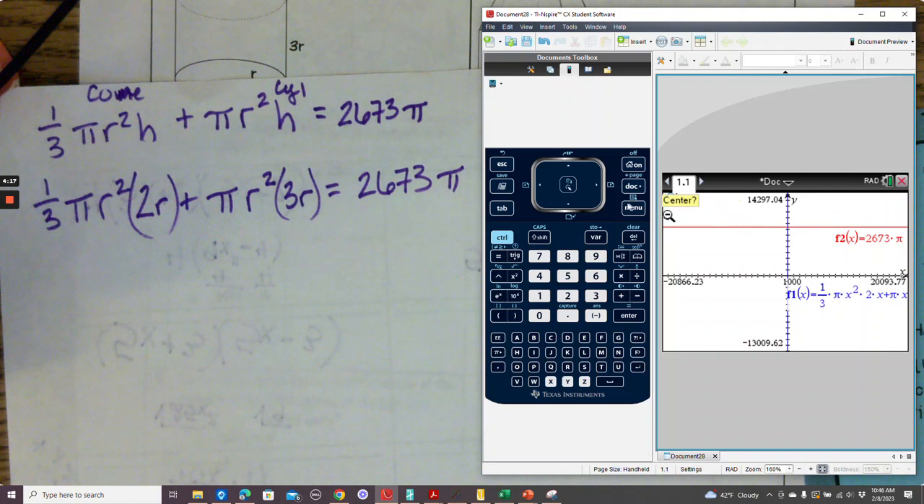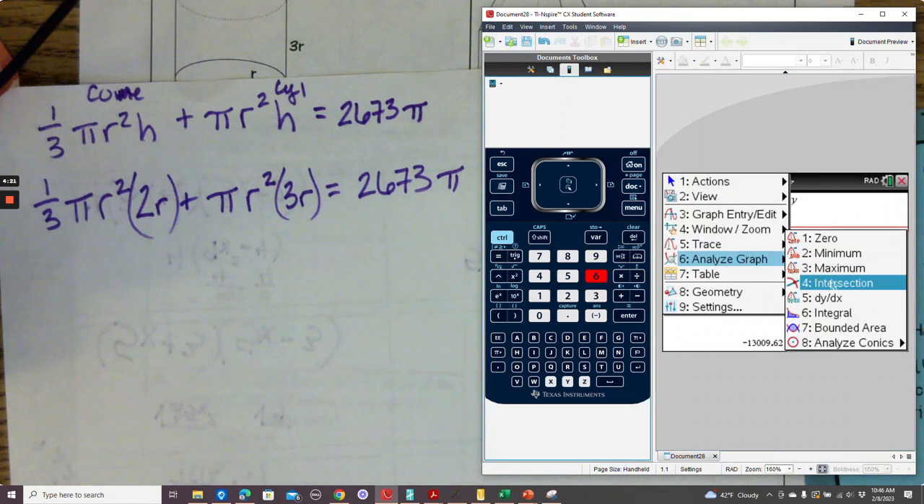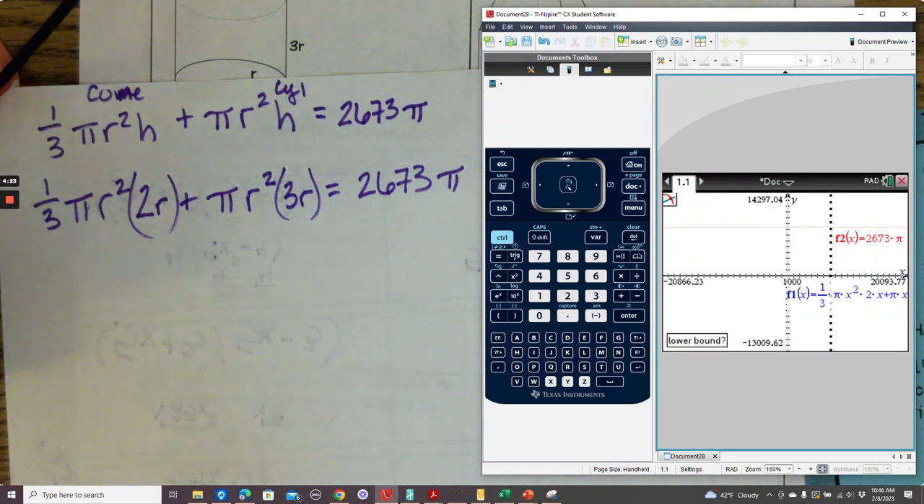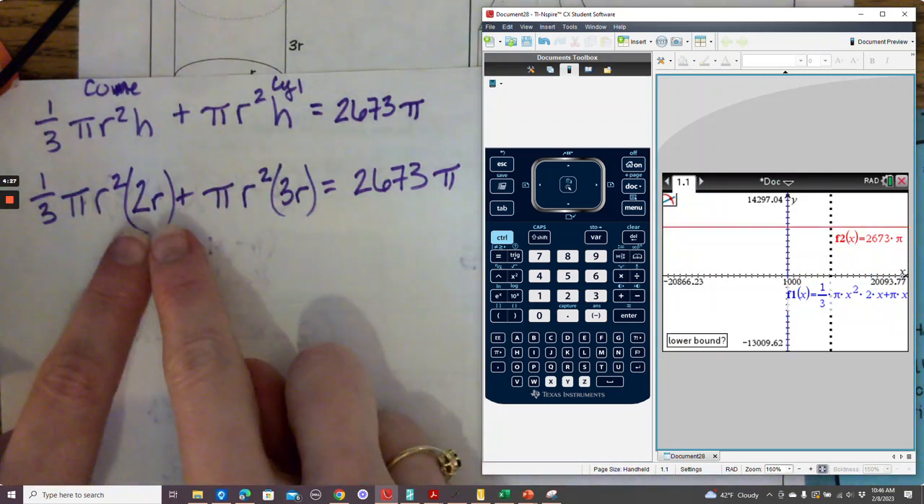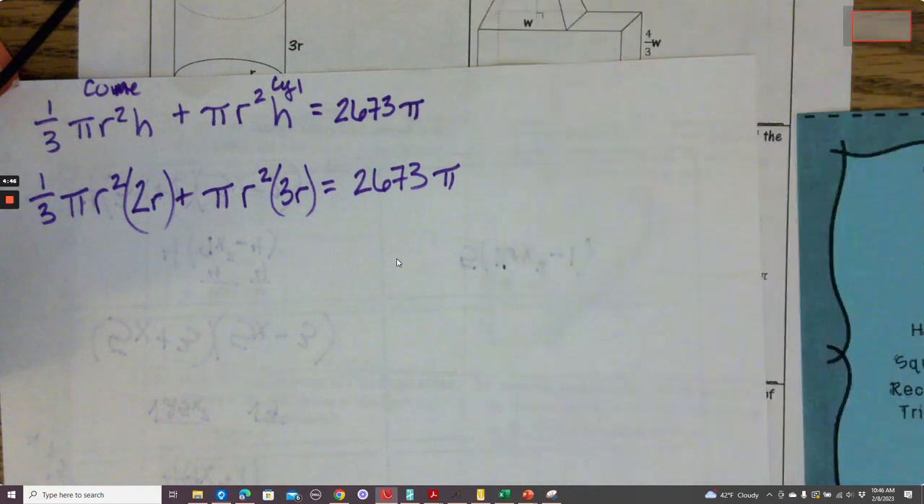Okay? So to do that, it's menu 6 and then 4. The intersection where that red line and that blue line cross, that's your solution for your missing letter. So the dashed line you put on either side, and it'll pop up. It'll say you captured the intersection. And then you're wanting the x value, the first number. My first number there is a 9. That's it. That's your radius.